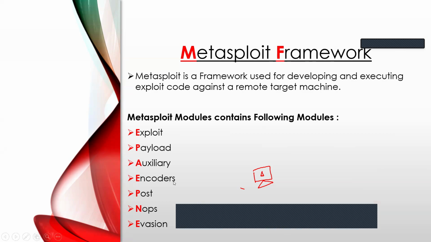And next we have encoders. What is the use of encoders? They will encode the exploit. Using MSFVenom, we can also create malware. Think your malware is being detected by antivirus. At that time you can choose the encoders option to encode your malware. Then the signature will be changed and it won't be detected. For that purpose, we use encoders.